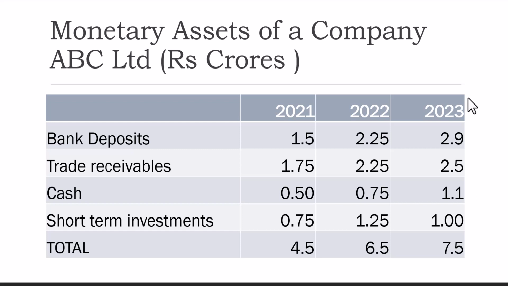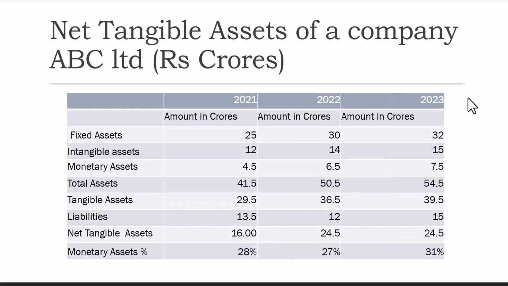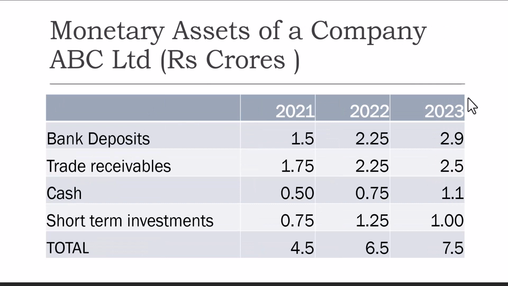7.5 crores in 2023. Now tell me, is this company meeting the requirement as far as the monetary assets are concerned? The question will be answered after we see the other numbers. The net tangible assets of ABC Limited are given at the bottom. The monetary assets have been picked up from there: 4.5 crore, 6.5 and 7.5 are coming from here.